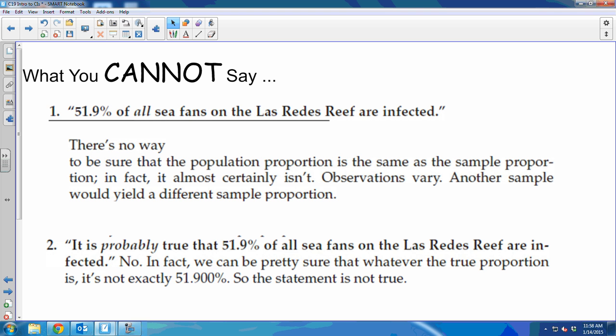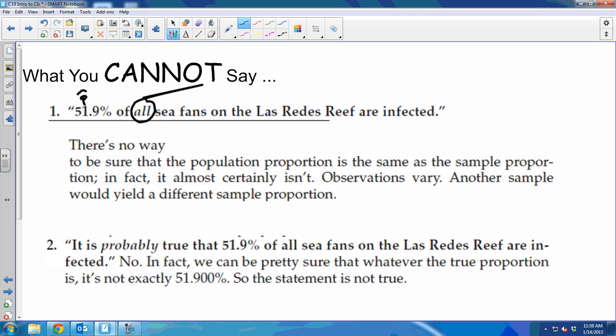Number 1: 51.9% of all sea fans on the reef are infected. That was our p hat. So does this statement make sense? No, it says all sea fans, right? That 51.9% is our sample. So I cannot guarantee that 51.9% is all sea fans. If you knew what p was, you could say that. We don't know what p was. We have an estimate, we have a p hat, so you can't say that. Got it?